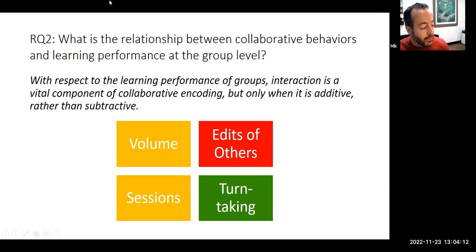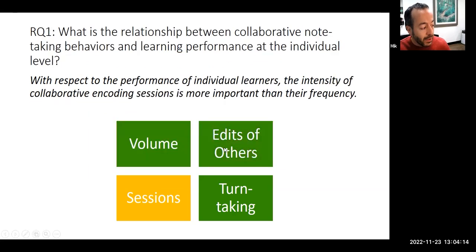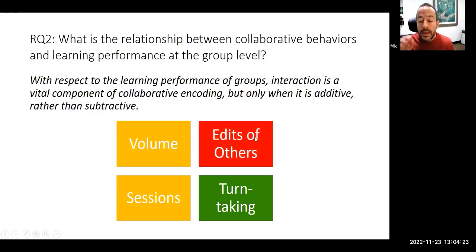So, if you compare this to the prior slide, this is interesting. Keep your eye here and notice that at the individual level, edits of others is positive. At the group level, negative. What does that mean? It would be advisable for an individual to edit the work of others if he or she wants to get a better grade in a class. However, doing that would be detrimental to his or her group mates' learning performance. So this is an example of something that we can take away. It might be positive at the individual level, but it's definitely negative at the group level. So we wouldn't really want to advise our students to do too many of these kinds of subtractive edits.